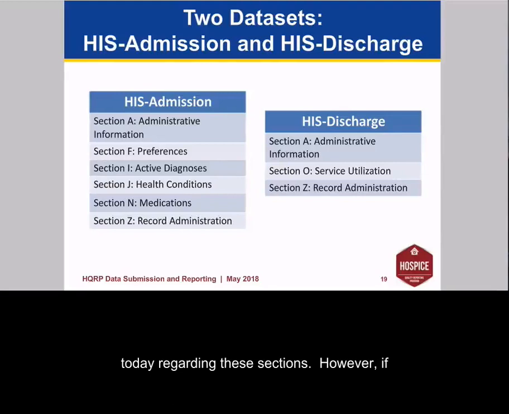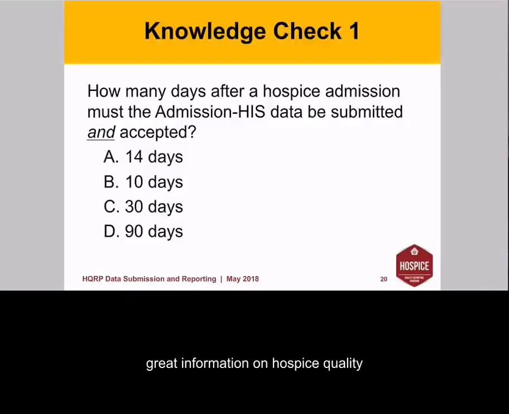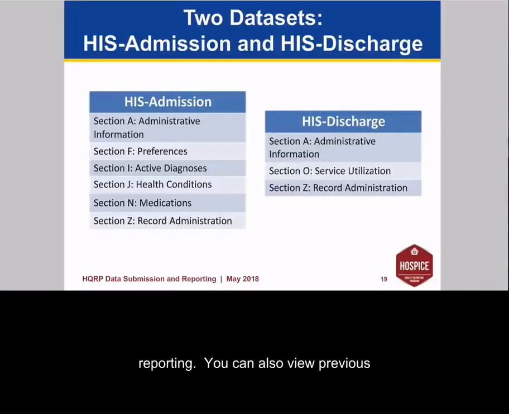We won't go into detail today regarding these sections. However, if you need more information regarding these, please go to the CMS HQRP website. Through that website, you can access the details regarding the HIS, as well as lots of other great information on hospice quality reporting. You can also view previous webinars and recorded trainings that include clear instructions regarding these hospice item sets.